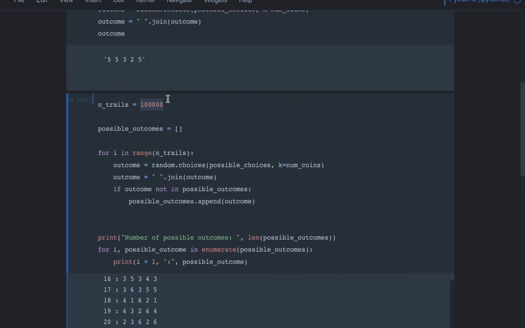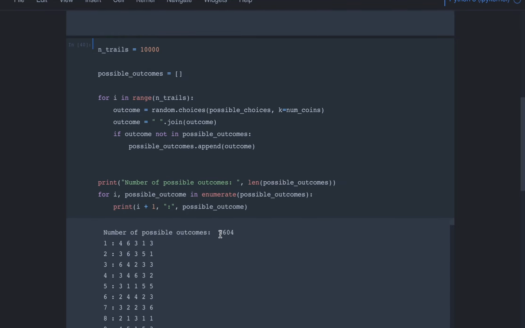Now, had we conducted this experiment, let's say only 8,000 times, which is still more than the number of possible outcomes. Even if we do this experiment for 10,000 times, let's see. So it is saying the number of possible outcomes is just 5,000 plus, which is incorrect. The reason is we could have multiple trials producing the same output, right?